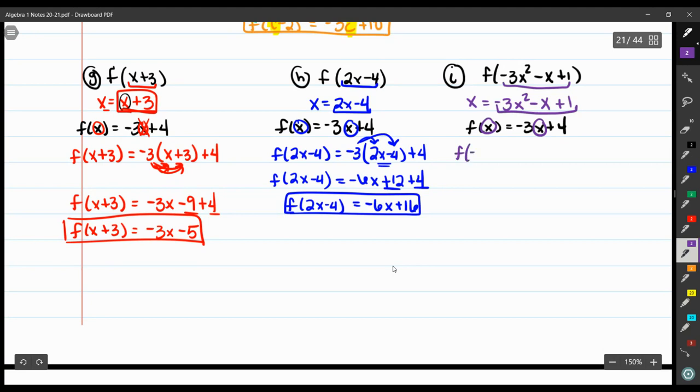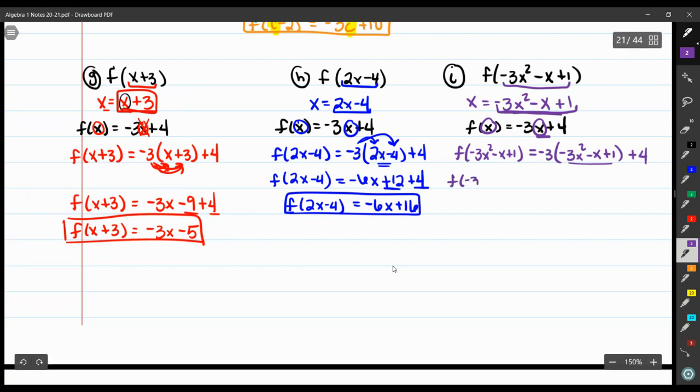So we get f of negative 3x squared minus x plus 1 is equal to negative 3 times this x is replaced with all three terms up here. Everything. Negative 3x squared minus x plus 1. That's all the old x. And then plus 4. So just like before, we're going to simplify this as best we can.